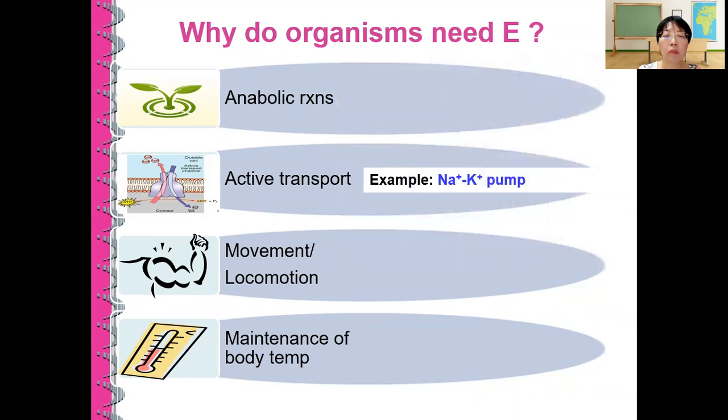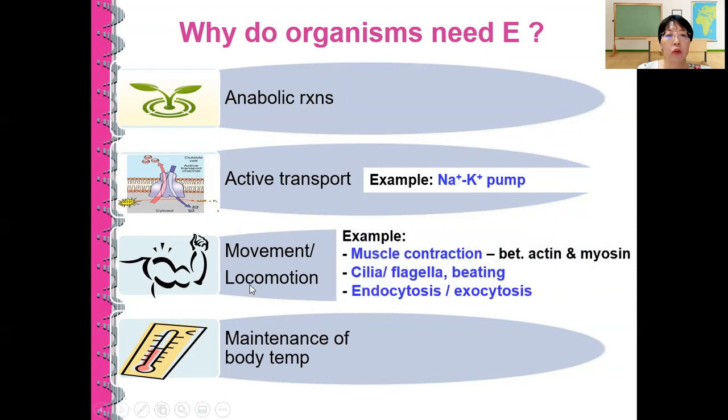So the next thing is active transport. For example, the sodium potassium pump is active transport. This is a very important process for nerve impulse transmission. So this nerve impulse transmission needs ATP because it needs ATP for this sodium potassium pump.